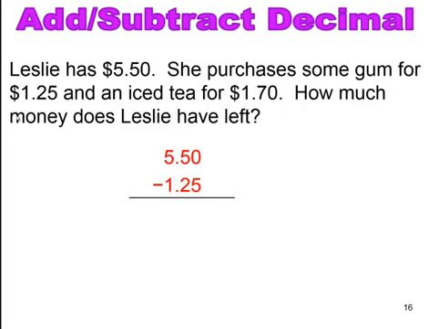Because she's purchasing, we're going to end up subtracting. So I'm going to subtract the first number from the total dollar amount. So I'm going to be left with $4.25. Then I'm going to subtract the second number, which is the iced tea. So I'm going to end up with $2.55.